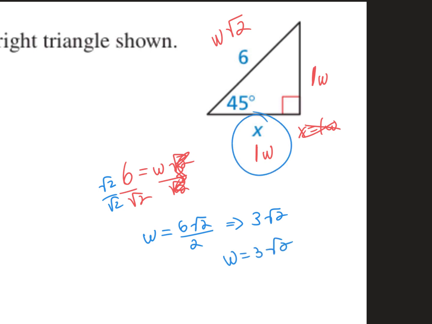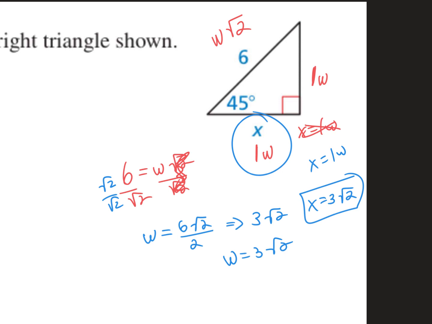So now can I figure out what that side length is? What did Sophia tell us here? X equals 1W. So what does X equal, guys? 3 square root of 2. When you guys have these special rights, you are going to have square root of 2 in your answer. You might have a square root of 3 in your answer. There's no decimals. You're not going to have a calculator, so you wouldn't get a decimal anyways. But with special rights, you want to leave things in radical form.